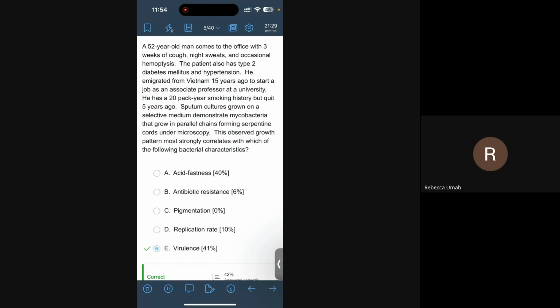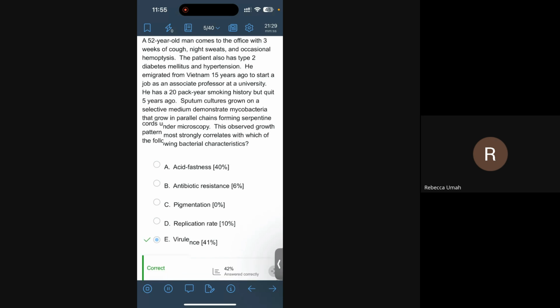Okay, the acid fastness is due to what? Due to the mycolic acid. Very good. The acid fastness is due to the mycolic acid in the cell wall of this bacteria. And usually the antibiotic resistance which develops in Mycobacterium tuberculosis is due to a mutation in the mycolic acid synthesis gene. When there is a mutation in the gene, isoniazid and rifampin are usually not able to act on that bacteria.